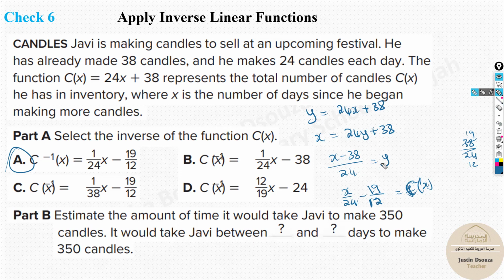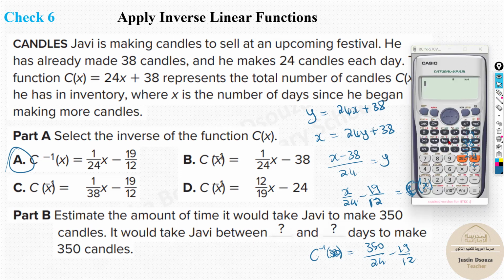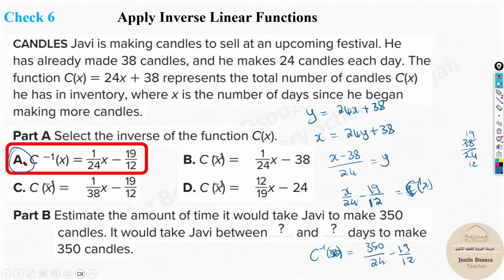So here, C inverse of x, that is 350 here, would be 350 by 24 minus 19 by 12, and just put it in the calculator. To save time, I'm going to use the calculator here. All you do is substitute 350 divided by 24 minus 19 divided by 12, and the answer is 13. Now, since they have given a range, let me just check the answer here. The first A was correct, and here it's 10 and 15. We got the answer 13, but yes, it falls inside the range.